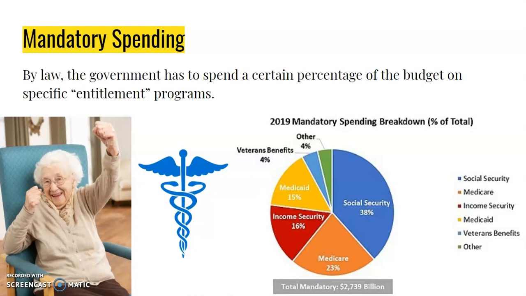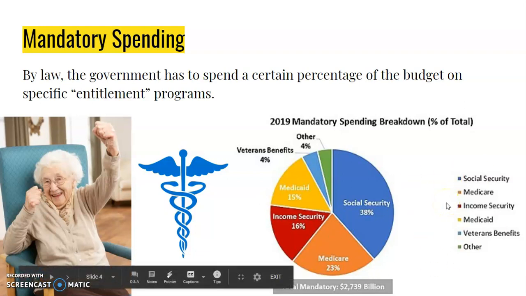So no matter if a specific person in Congress or in the government says they don't like Social Security, they don't want to spend it, doesn't matter what they like, right? We have laws that say certain percentages of the budget have to go to certain programs, right? And you could see, take a look at the bottom right hand side.